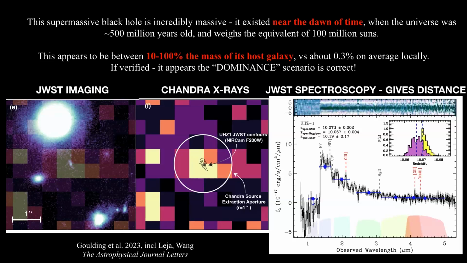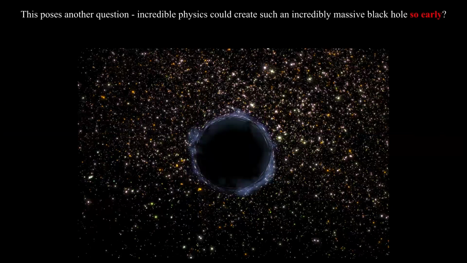And so this is awesome. Artist's image, right? But this poses another question. What incredible physics could produce such an incredibly massive black hole so early? 100 million suns. That's huge. The universe was only 500 million years old. We just don't know yet how they got so big so early.